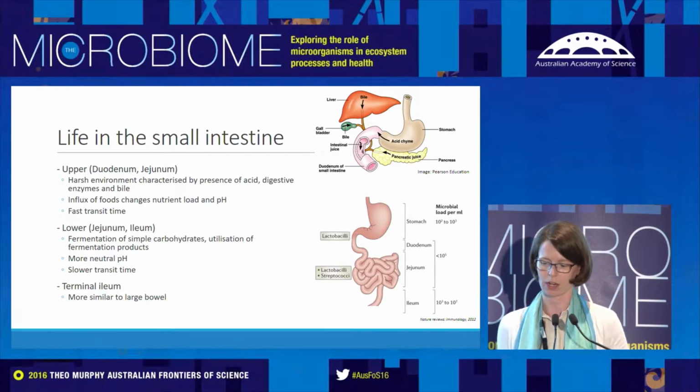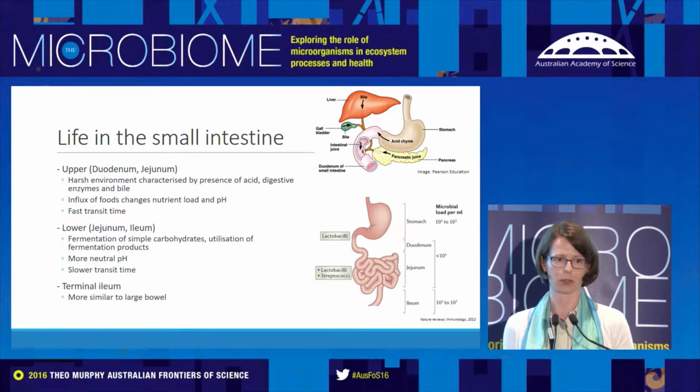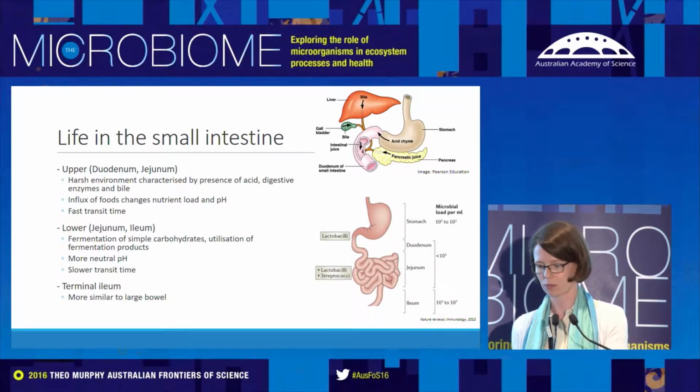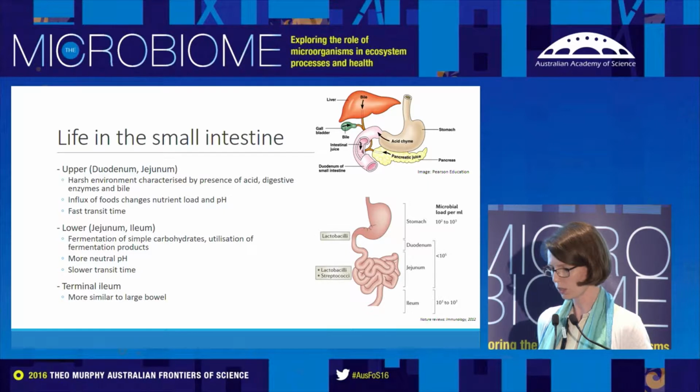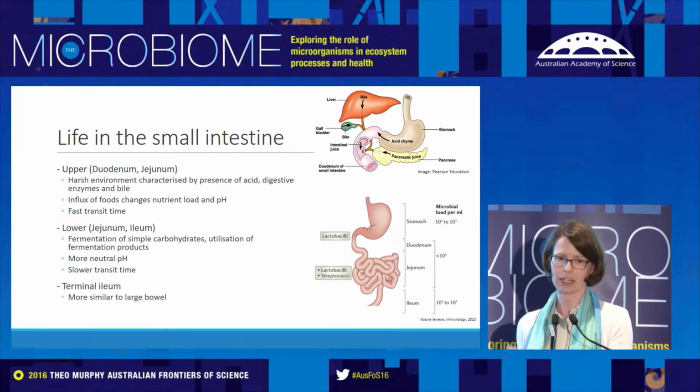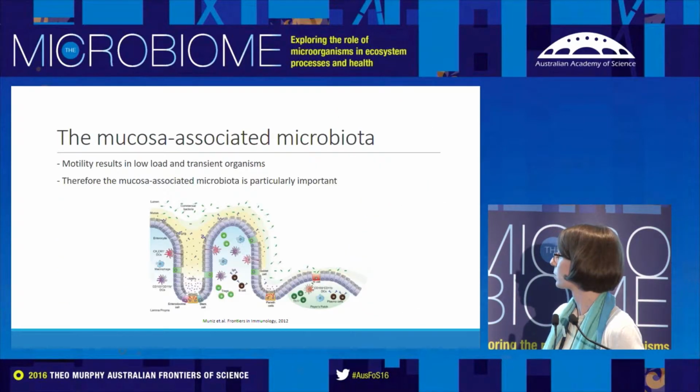Things start to slow down, you've got more fermentation happening, a more neutral pH, and this proceeds as you get to the end of the small intestine, which is this terminal ileum, which is more similar to the large bowel. So it's a series of different niches as you move along the tract.